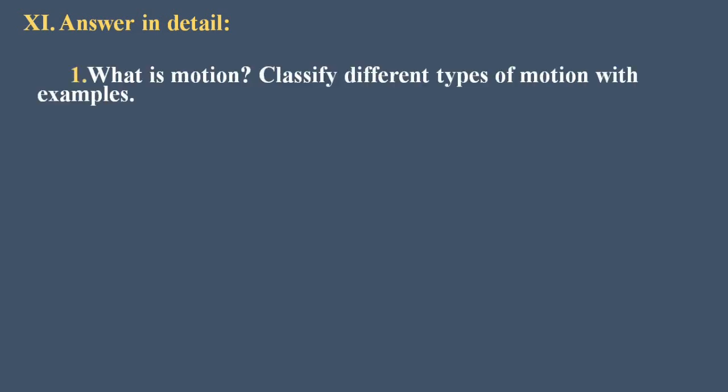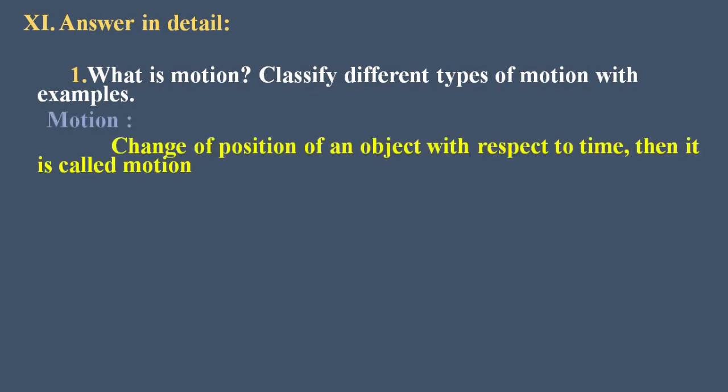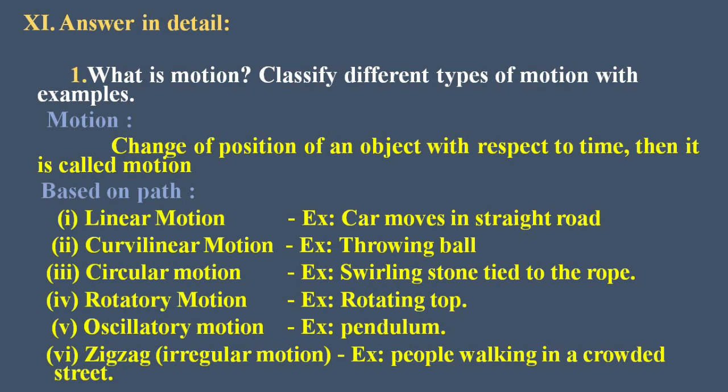Answer in detail. What is motion? Classify different types of motion with examples. Okay, let's see first, motion. We already know change of position of an object with respect to time is called motion. Based on path, we split the types of motion based on path, based on duration, and based on speed. Okay, first see the one based on path. Based on path is linear motion.